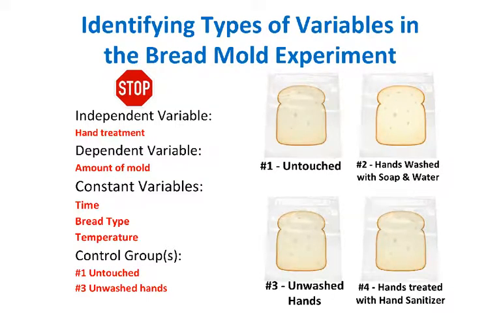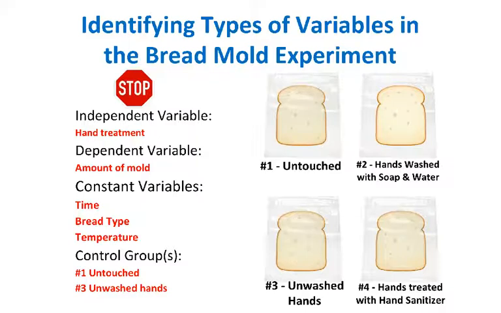What are some things we need to keep the same? Well, what are some other things that could affect how much mold grows on these pieces of bread? Well, the amount of time that these pieces of bread have been sitting out, right? The longer the bread's been sitting there, the more mold it's probably going to grow. So we want to make sure that when we check how much mold has grown on all 4 pieces of bread, these 4 pieces of bread have all sat out for the same amount of time.